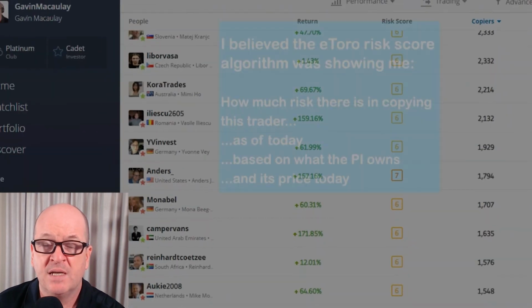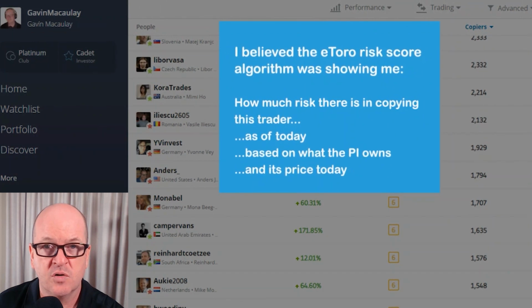So it's pretty clear that my assumptions about the eToro risk score were way off. The eToro risk score is a handy starting point when assessing risk. It gives you an idea of the volatility this PI's portfolio might experience. So that is helpful. While volatility certainly is an essential element of risk, it is merely a contributor. There's more work to do when you're trying to assess how risky a popular investor might be.